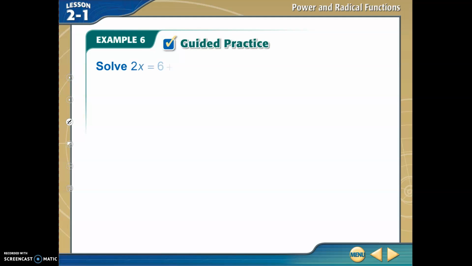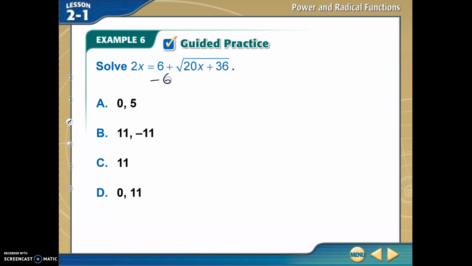Okay. So there's one last example. On this one, I want you to see if you can get this one and then pause the video and see if you can get it right. My suggestion to you for the first thing to do is to subtract the 6 first. Set it up as 2x minus 6 equals square root of 20x plus 36. So if you do that, that way when you FOIL, you can FOIL a regular binomial instead of one with a square root. So pause it now and see if you get to the right answer.